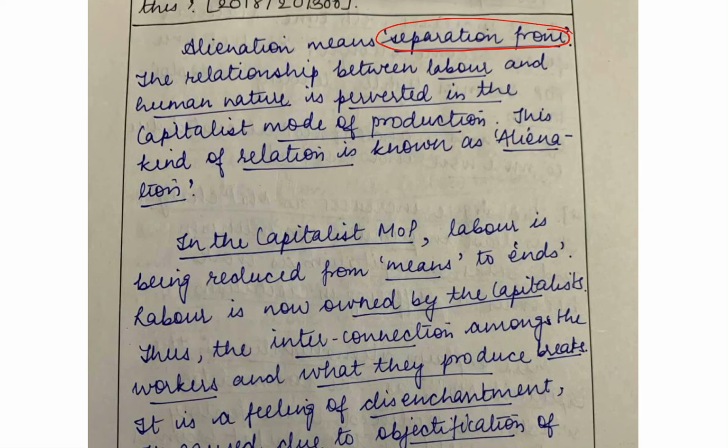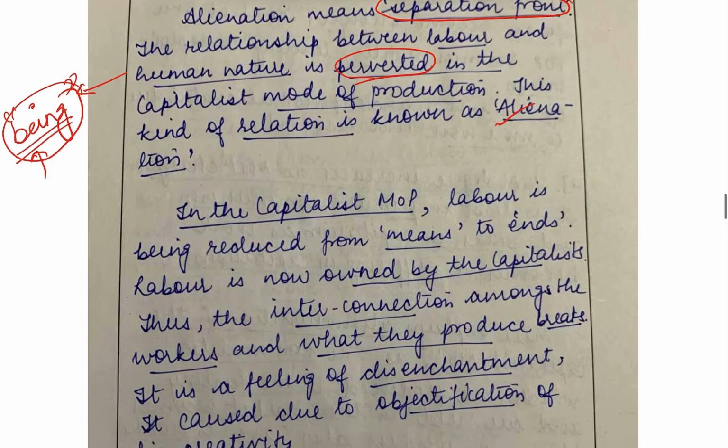The relationship between labor and human nature is perverted in the capitalist mode of production. This kind of relation is known as alienation. अब human nature क्या है? मार्क्स उसे कहते हैं कि being, जो वो खुद की नज़रों में जैसा खुद को देख रहा है, that is his being. तो वो that relation perverts in capitalism. So being is lost. That is why he is alienated.